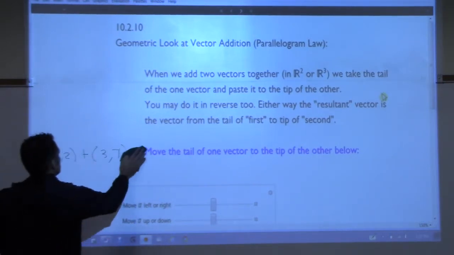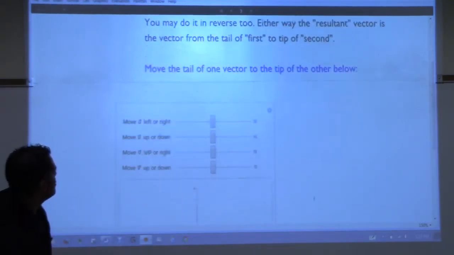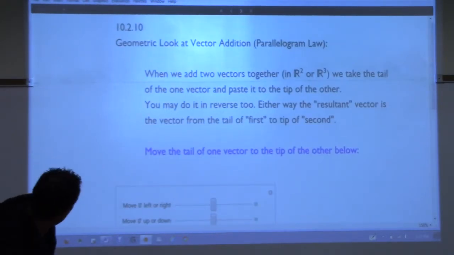And there's a way to visualize it. I don't really like my visualization here, so I'm going to do it a little bit differently. This is also known as the Parallelogram Law, which you'll see in just a moment. So I'm going to make a vector here. I'm just going to draw a vector.